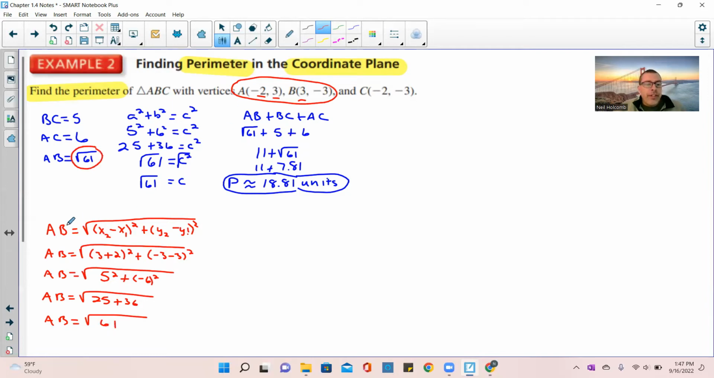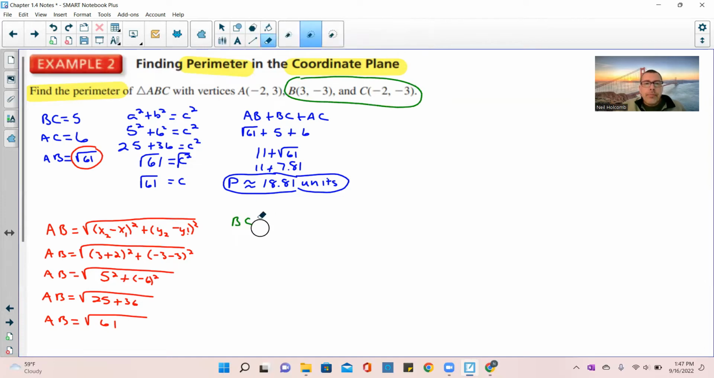I'm going to continue now. That's just AB. Now I want to find BC. So let me erase this. Let me change to green. Now we're going to do BC. So the length of BC is going to equal the square root of, and I have the formula here, so let's just go right to substituting in. We can reference the formula from the first example. So there it is set up.